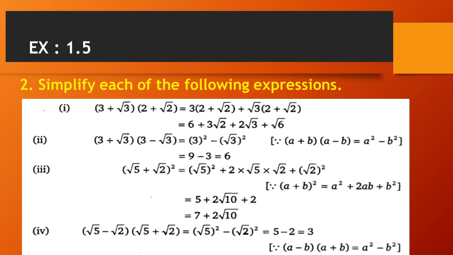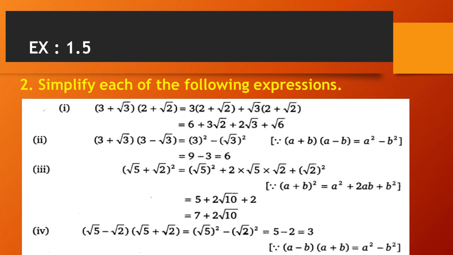Now we can go to the second one, 3 plus root 3 into 3 minus root 3. It is in the form of a plus b into a minus b. Hence we can apply that identity to find the answer. So consider a as 3 and b as root 3. Hence we can write 3 plus root 3 into 3 minus root 3 as 3 square minus root 3 the whole square. While simplifying we get 9 minus 3, which is equal to 6. Hence 3 plus root 3 into 3 minus root 3 is equal to 6.